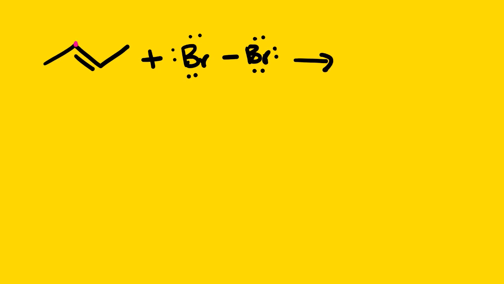So like I said, this is the first carbon, this is the second carbon. So what will actually happen is that the double bond will break, and then we're going to have our first bromine here, our second bromine here. Remember the double bond was here.